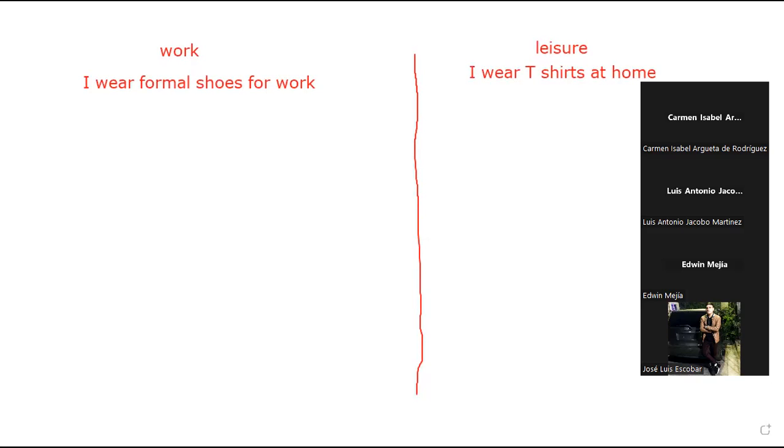Anybody? What other examples can you think about? I would like to read, I wear a tie for work. Nice, Margarita. Interesting. I don't like ties because now that the weather is really hot, wearing ties is really uncomfortable. For me, it's really uncomfortable, but sometimes due to formality, we have to, or maybe due to dress code, because some companies require you to dress like this.